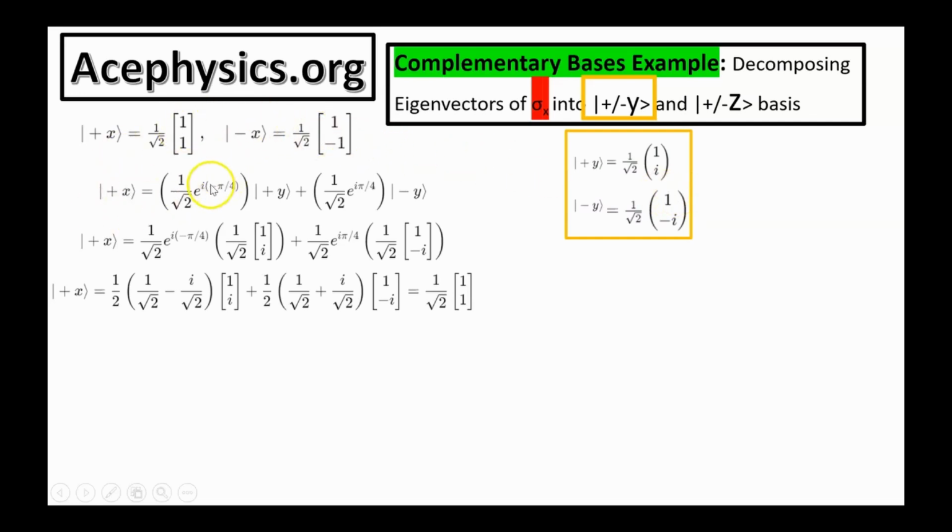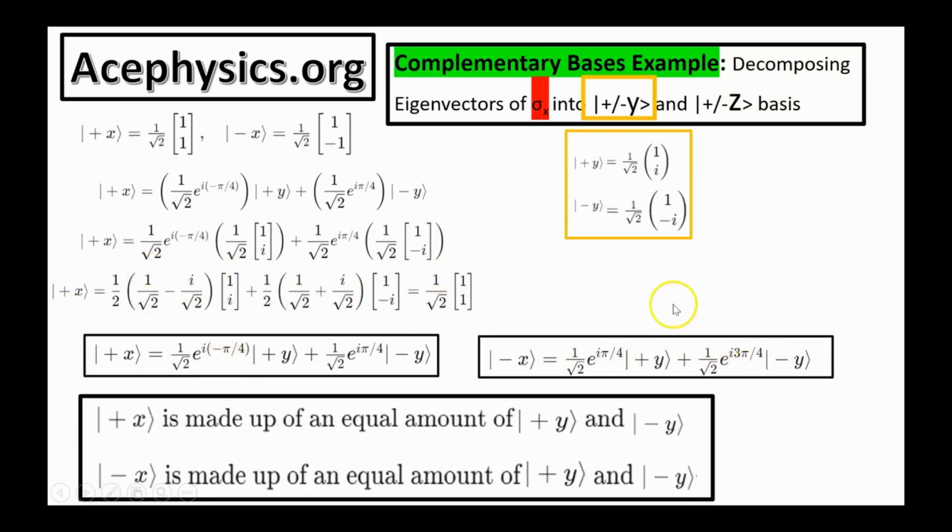Plus x is equal to the complex number 1 over root 2 times the phase, e to the minus i pi over 4 times plus y, plus the complex number 1 over root 2 e to the i pi over 4 times minus y. If I replace plus y with the vector that it is, and I replace minus y with the corresponding vector that it is. Next, I write the complex number in terms of a real and an imaginary part. And then here you have an equation, and when you do the math, you see that it does in fact equal 1 over root 2 times (1, 1), which is the vector plus x.